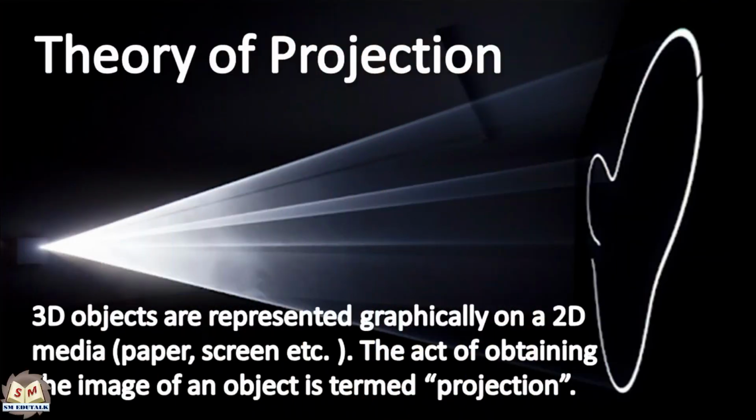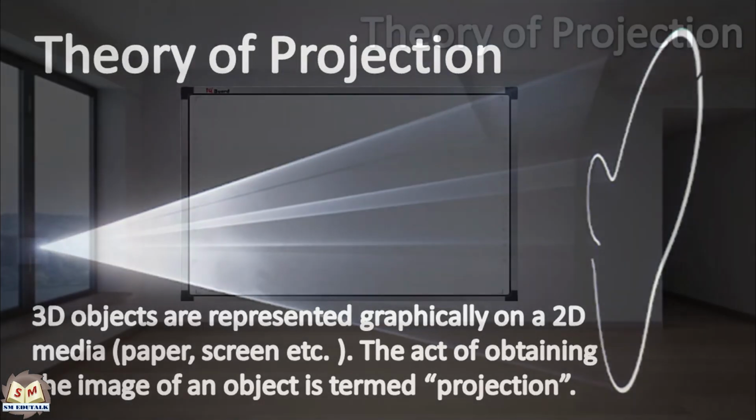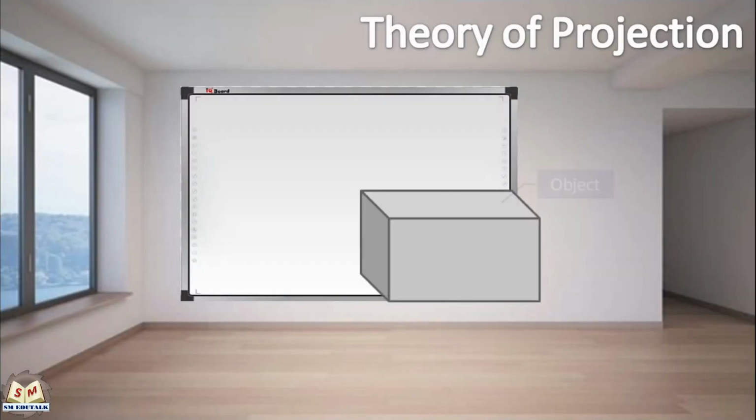In engineering, 3D objects and structures are represented graphically on a 2D medium such as paper, screen, etc. The act of obtaining the image of an object is termed projection. I will explain this with an example. There is a 3D object in this room. Assume it is floating in air instead of resting on the floor. The object is a rectangular prism.